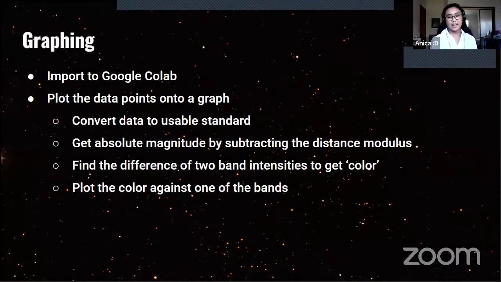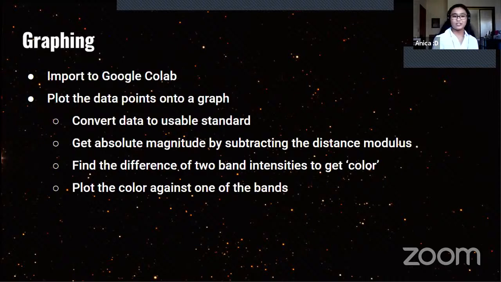After we export the text file, we import it into Google Colab. And from there, we use Python coding, so it's easier for the computer to read it and plot the data onto a graph. The first thing that you do is convert the data to a usable standard, and then you get the absolute magnitude by subtracting the distance modulus.